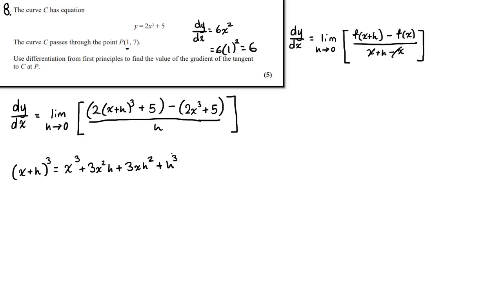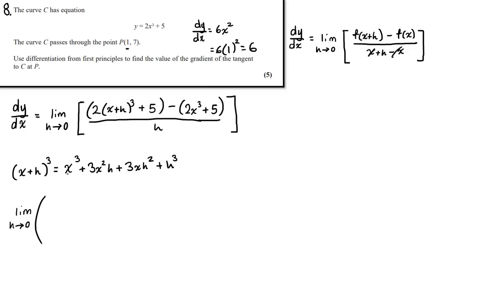Okay, so I'm now going to replace that back in here and times it by 2, and then we need to add the 5, and then we minus 2x cubed plus 5. And we're going to look to simplify that as our numerator. So in that case, what I get here is the limit as h tends to 0 again. You'll notice it gets a little bit tedious to keep putting the limit in, but do include it. It is important when we're differentiating from first principles.